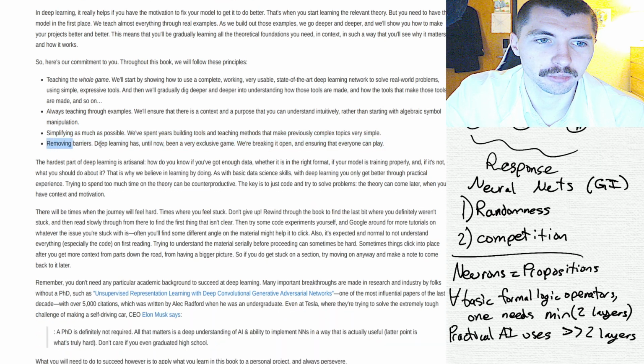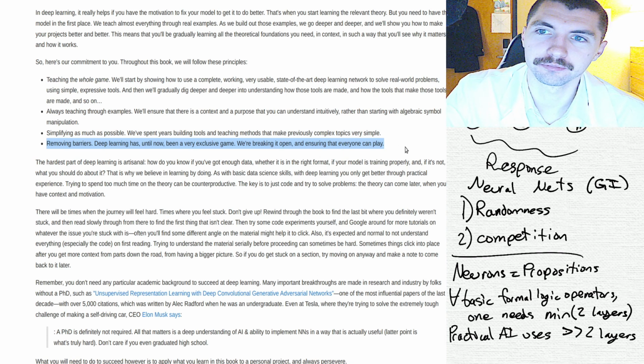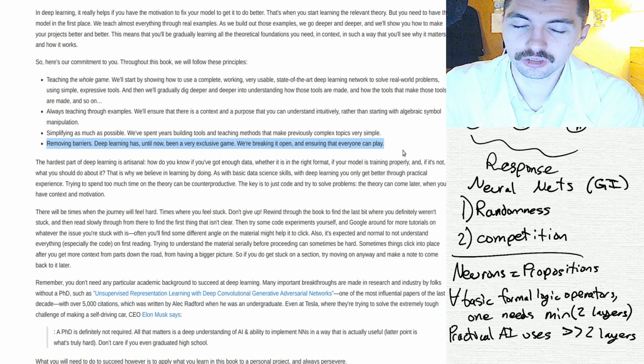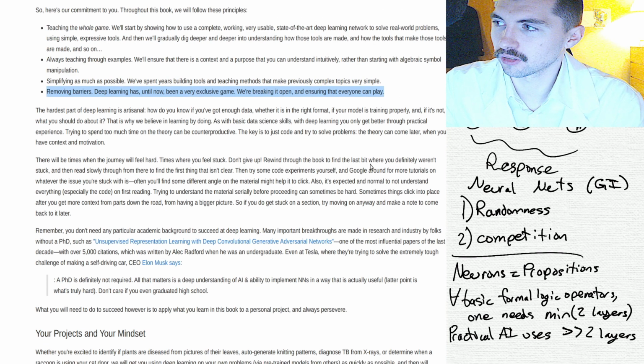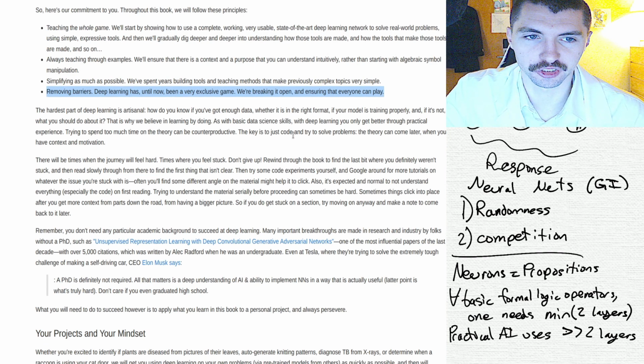So I respect this a lot. Until now, it's been a very exclusive game. They're making it open and letting everyone play. As far as the free open source movement goes, that's a respectable position.